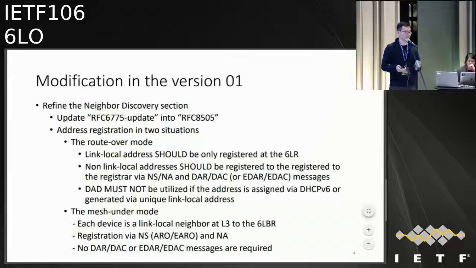registrar via the neighbor solicitation and neighbor advertisement, and the DAR, DAC. And if RFC 8505 is supported, the EDAR and EDAC messages are used. And if the address is assigned via DHCPv6 or generated from unique link-layer addresses, in this case DAD must not be utilized. For the mesh-under mode, each device is a link-local neighbor at layer 3 to the 6LBR. So the registration via NS and NA messages should be fine. So no DAR, DAC, or EDAR, EDAC messages are used in this case.